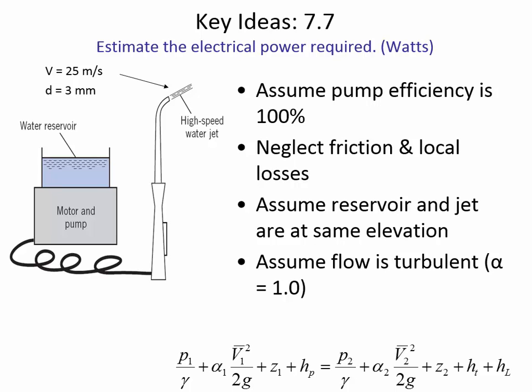Okay. So any questions about this example? Or not example, about the key ideas that I've suggested for this problem? All right. So hopefully that'll help you for that one. Yeah, here's the power equation. In this case, you'll notice that instead of H sub T, I've just substituted H sub P because they have the same units. Pump head and turbine head both have units of meters.